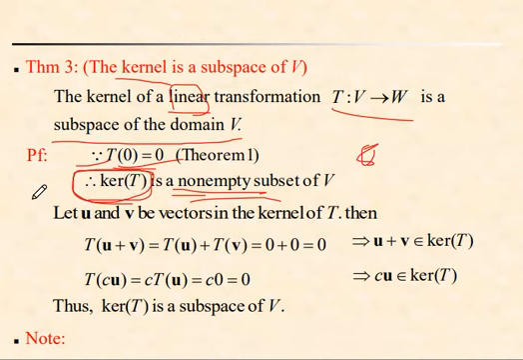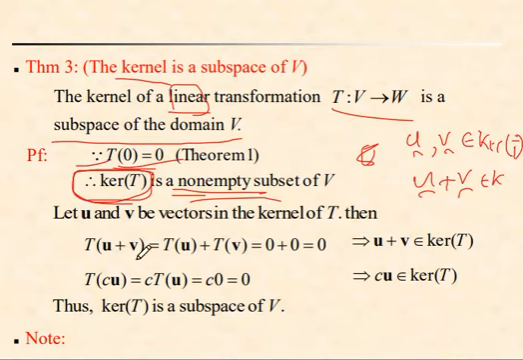Then take any two elements in the kernel of T. You have to show that U plus V is also in the kernel of T. All right, let's try to show this step. How do you show that?